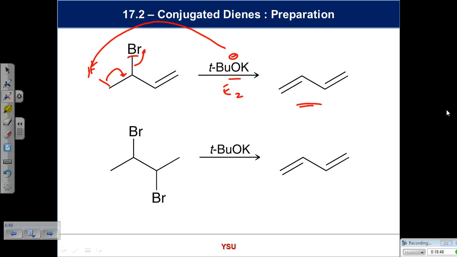Down at the bottom, we've got a possibility now where we could take off a proton at one end, and then we can take off a proton at the other end. So you might need to see this excess in that situation, and that can give you a diene also. So those E2 reactions are very reliable, and I think fairly simple in terms of stuff we've already seen.